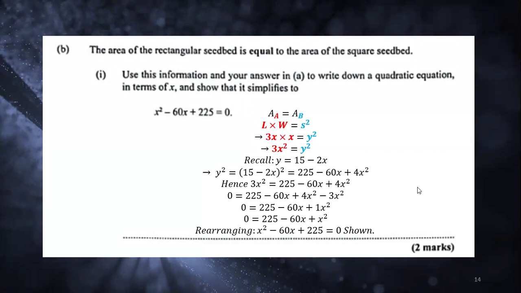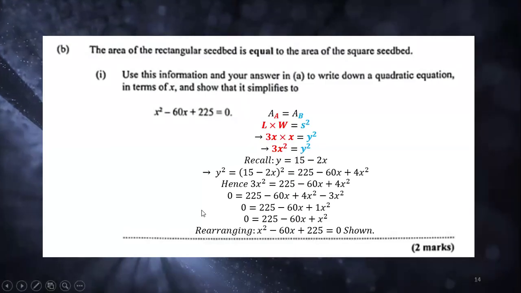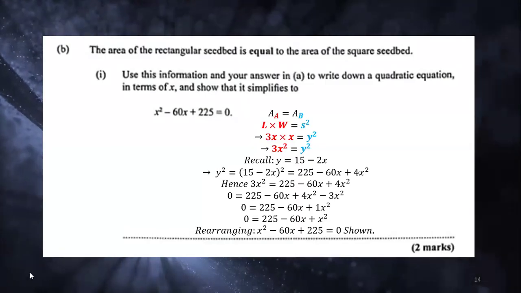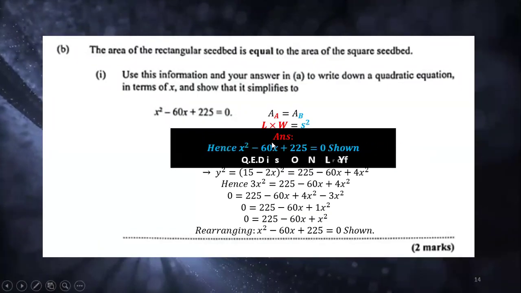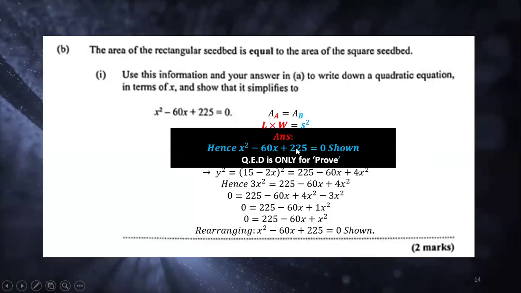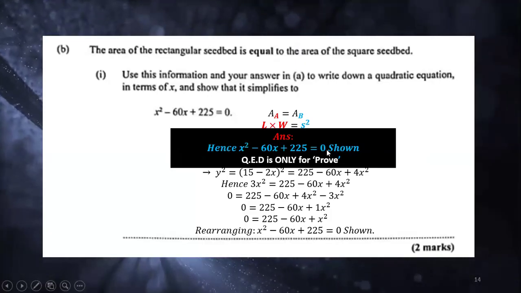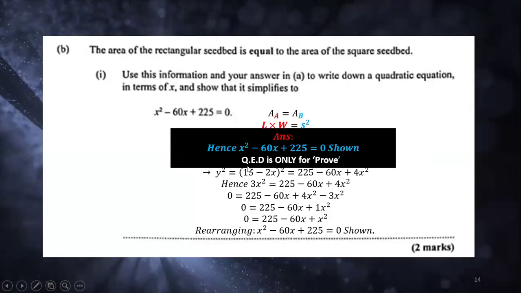Hey guys, awesome. So that's the final result we got. We actually show that x squared minus 60x plus 225 is equal to 0. We put the word shown, but we don't use QED.